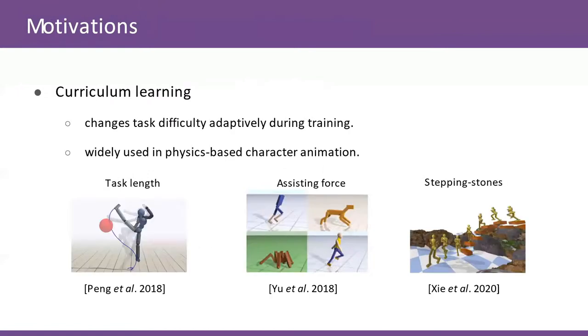Curriculum learning is a learning method where task difficulty increases during training. Easier tasks are cheaper to accomplish and can serve as good initializations for more difficult tasks. Curriculum learning has been widely used in character animation. For example, DeepMimic increases the task length gradually to help the character learn longer motion skills. Yu et al. 2018 applies Hand of God assisting forces to the torso joint and decreases the force gradually during training to encourage the emergence of natural gaits.